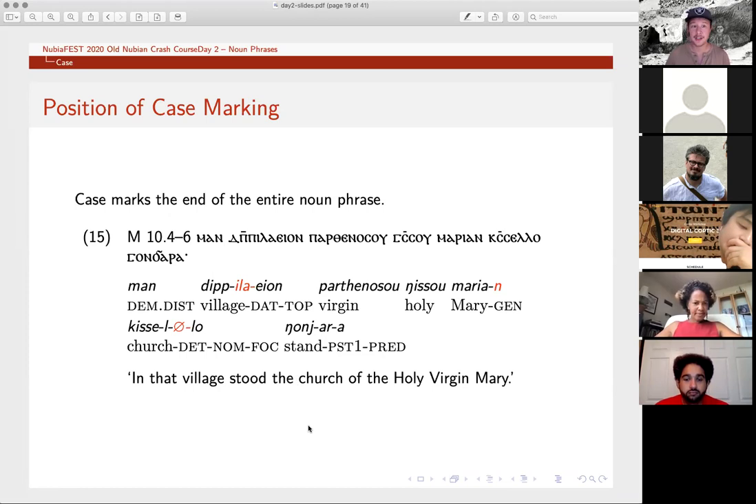So let's first have a little check about our case marking here. As I said, case marking marks the end of a phrase, right? So we have a dative here. This is our entire noun phrase. The dative appears at the right edge. And we have here a very long noun phrase, the Church of the Holy Virgin Mary. That's one single noun phrase with a possessor here marked with a genitive, again, at the end of this, let's say, embedded noun phrase. And then here, this whole thing is marked with a nominative. You see here sometimes topic and focus markers. That's what top and foc means. We will discuss them in a later class.